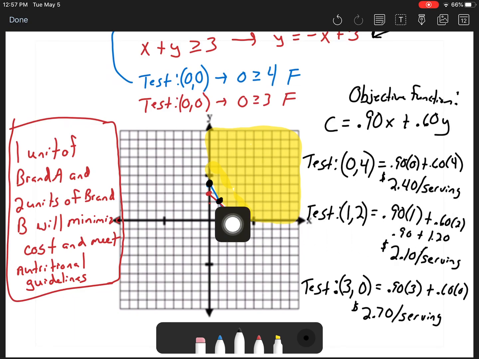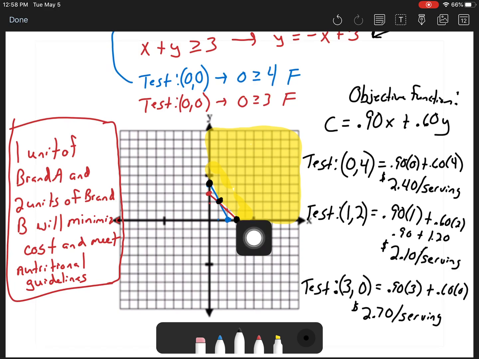Now the next one I'm going to test is this one, and that is the ordered pair (1, 2). So that means 1 unit of brand A and 2 units of brand B. So when I plug those numbers into my cost function, that's 90 cents plus 60 cents times 2, which is $1.20, and I add those together, it's $2.10 per serving, so that's less. So right now that's the best.